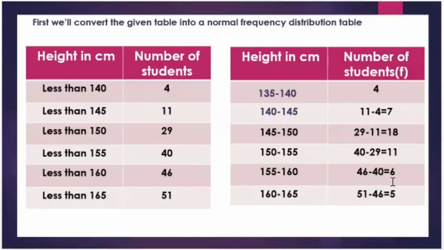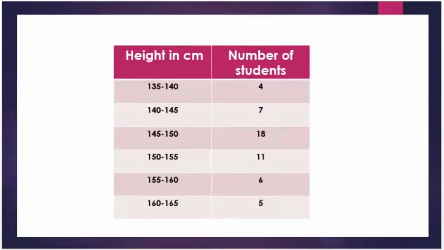So I'll be using the table. This table comes out to be the same: 4, 7, 18, 11, 6, and 5. This number of students will come the same for the same class intervals from the less than table also and from the more than table also. You can compare both of them. And finally, we get this table. Now, using this table, I'll be finding out the mean height of the students.